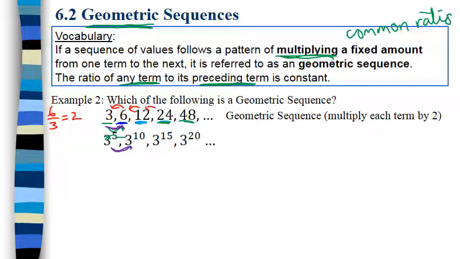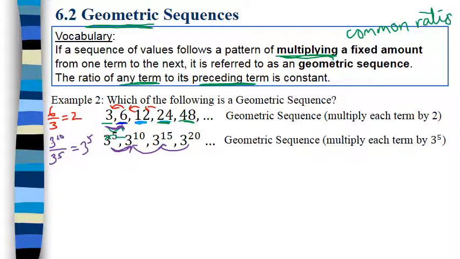Well, for this, we could do the same thing. So let's do 3 to the 10th divided by 3 to the 5th. This is just the properties of exponents. So 3 to the 10th divided by 3 to the 5th is 3 to the 10 minus 5, which is 3 to the 5th. And we can test out 3 to the 15th divided by 3 to the 10th is 3 to the 5th. 3 to the 20th divided by 3 to the 15th is 3 to the 5th. And so this is indeed a geometric sequence because we're multiplying each term by 3 to the 5th.